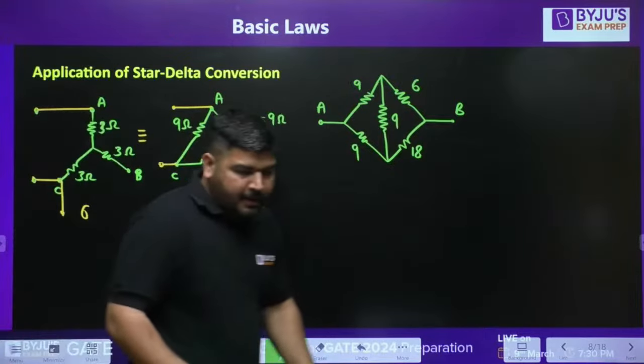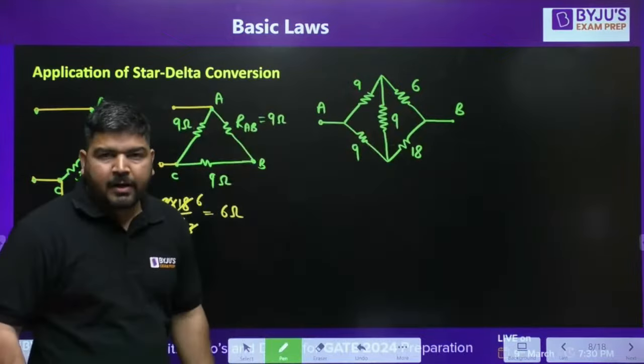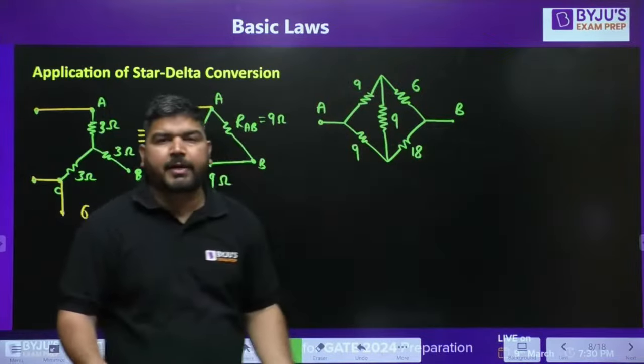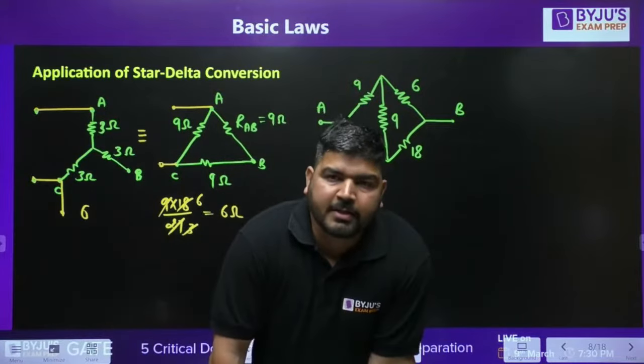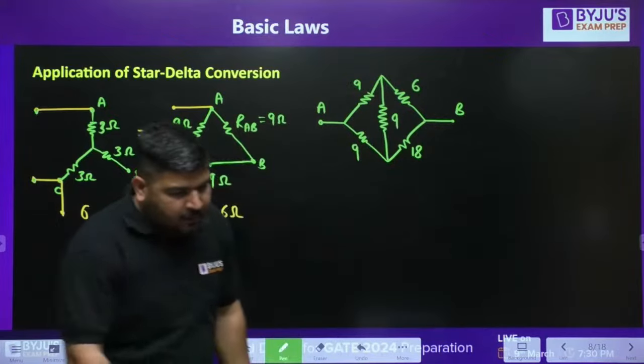You have to find either delta or star, because there are also star connections in this bridge, and there are also deltas. How many deltas can you see? Tell me guys, how many deltas can you see in this circuit?